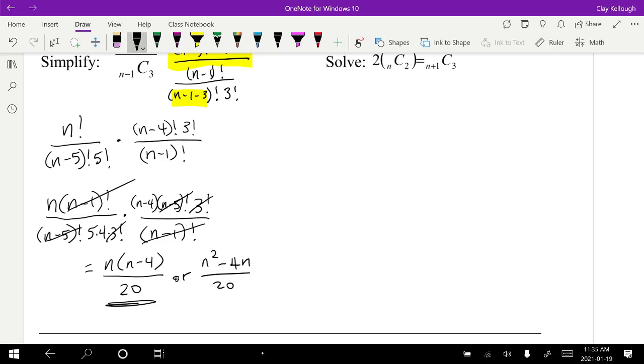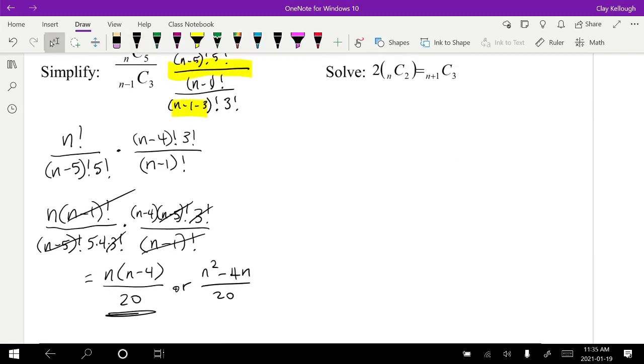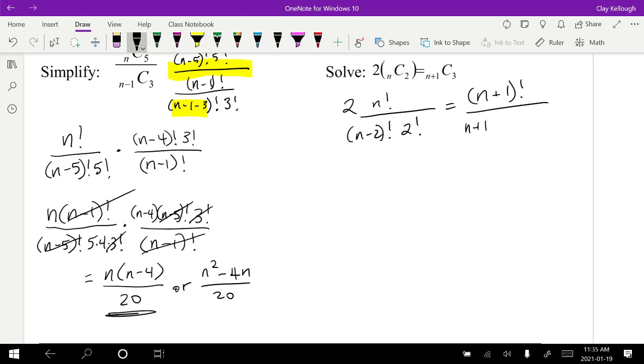Okay? All right, let's try this one. 2 times, okay, n choose 2 is n factorial over n minus 2 factorial, 2 factorial. N plus 1 factorial over n plus 1 minus 3 factorial, 3 factorial. Okay. What can we do with this stuff? Well, you know what? How about just to make life easier, 2 divided by 2 is 1. Remember, 2 factorial is just 2 times 1. That's just 2.